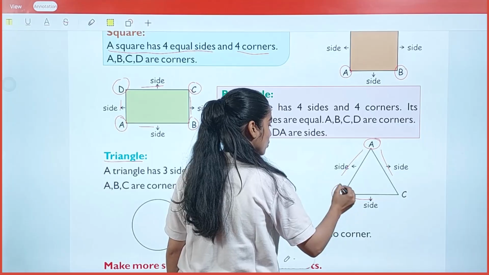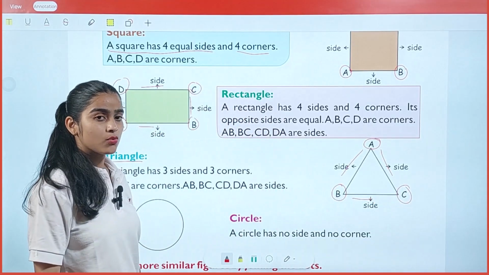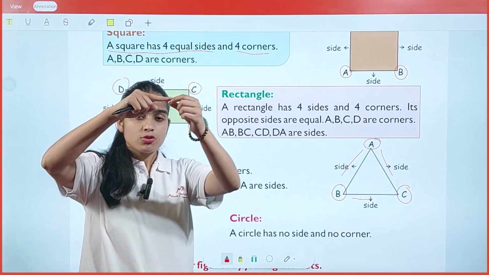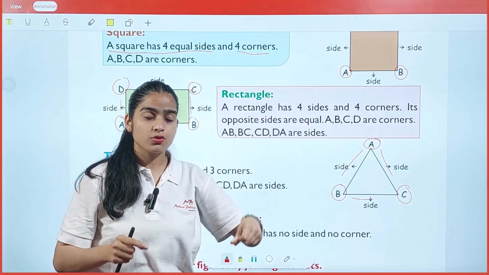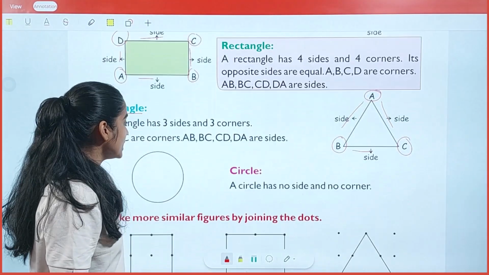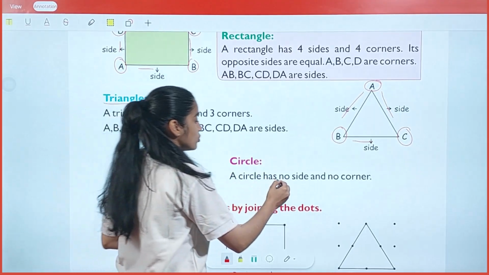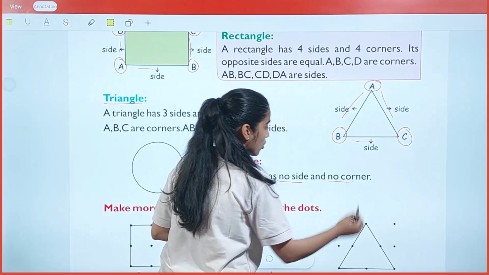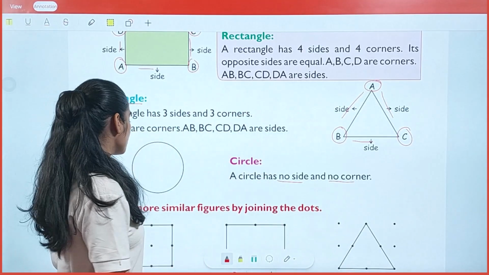1, 2, 3. So whenever you eat a samosa, touch the edges, touch the corners of the samosa. What you find is you have 3 corners in a samosa. Okay, next we have circle. Circle is a round shape. Circle has no sides and no corners. In your mummy ki roti, there is no corner and there are no sides.